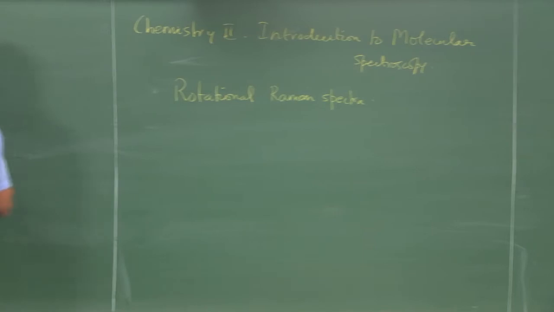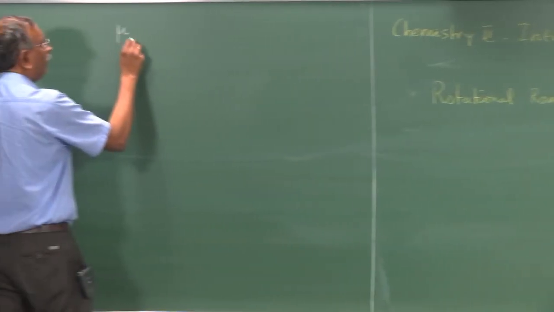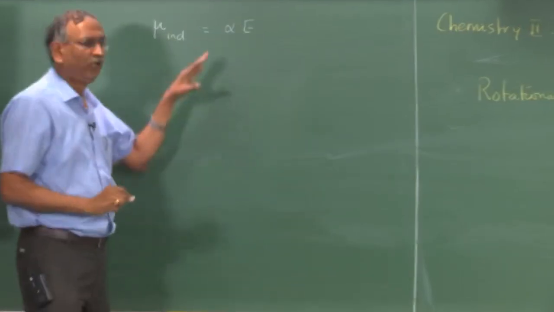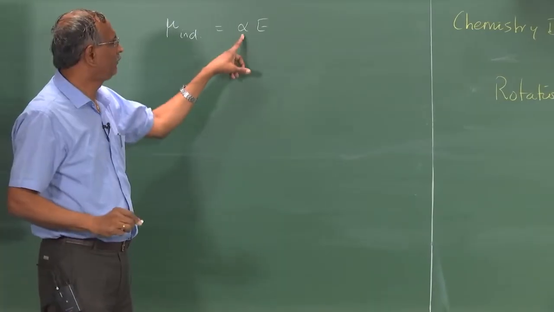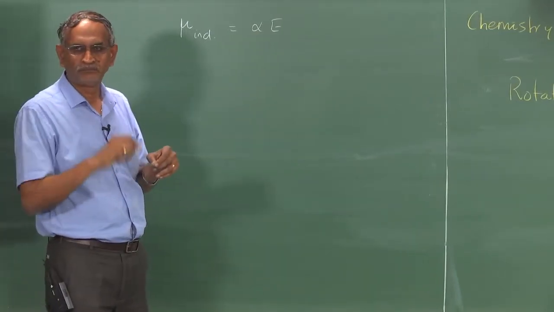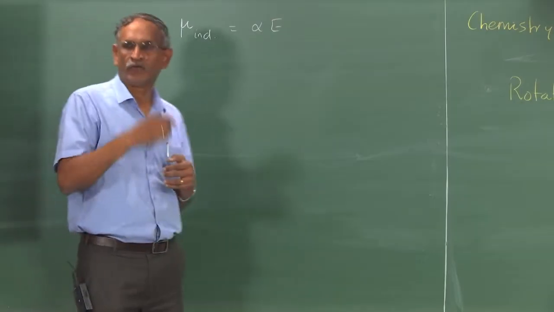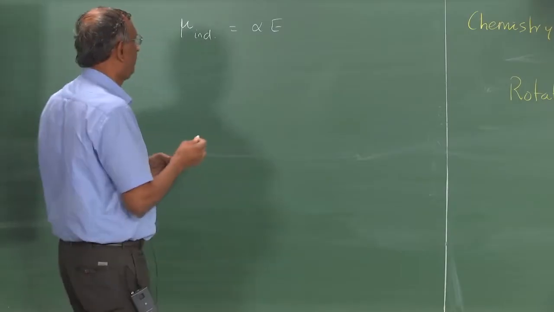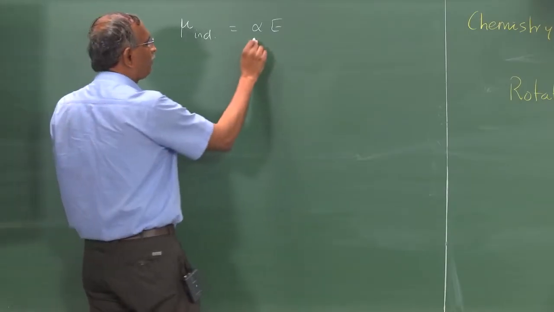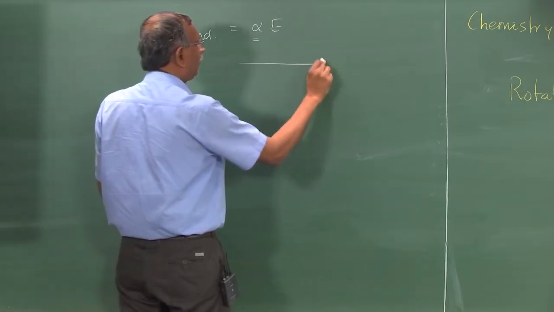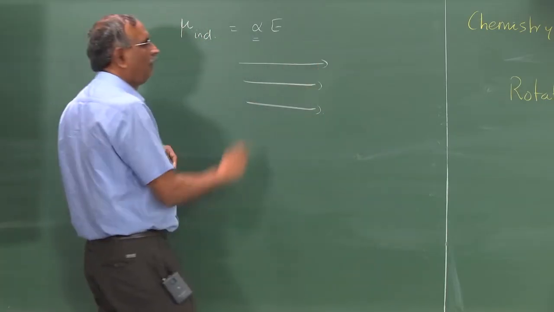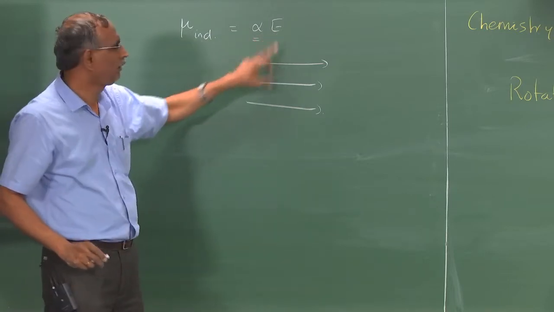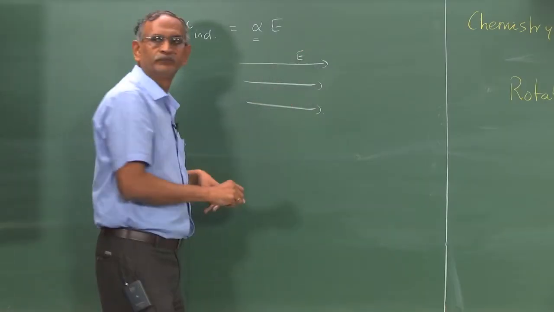We will start from the fact that mu induced is alpha times E. We will write it this way for the time being, that is as a scalar. When we do the actual spectra intensity computation, we will use the fact that alpha is a tensor. Mu is proportional to alpha E. Now please remember, for an external static electric field, alpha is a constant, because the induced dipole moment depends on the electric field E.